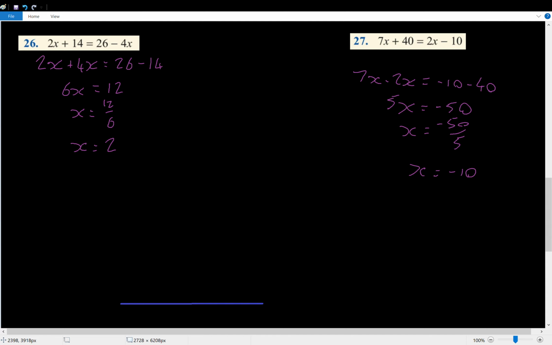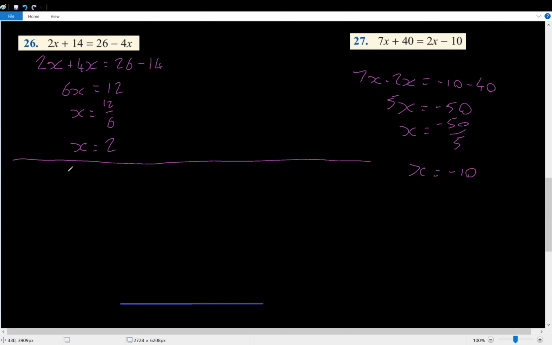Now we're going to take a quick look at what we can do if we're unsure about our answers. We're going to take a look at 26 and we're going to check that our answer actually works. And the way that we do that is, we take our solution and we put it back into the equation and check that it satisfies the equation, which means that we get the same thing on the left hand side of the equals as we get on the right hand side.